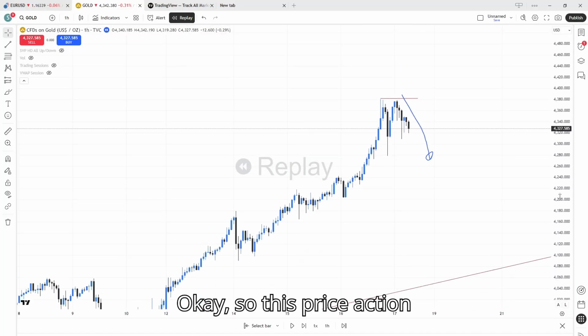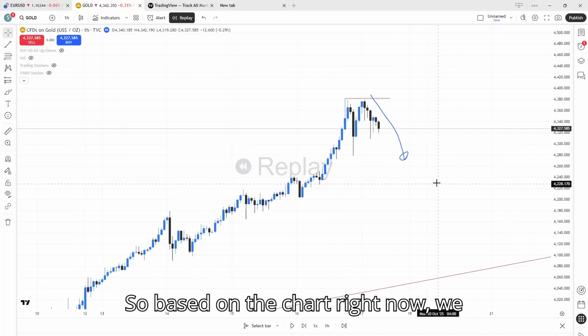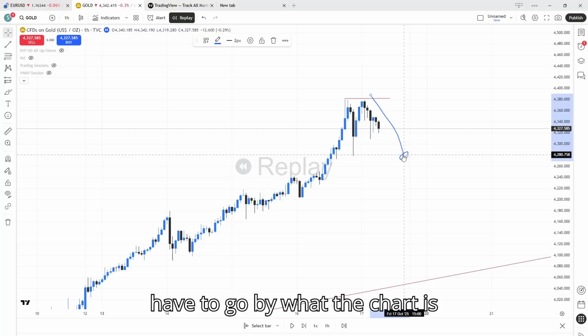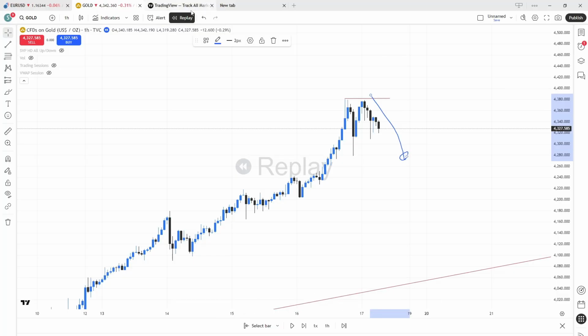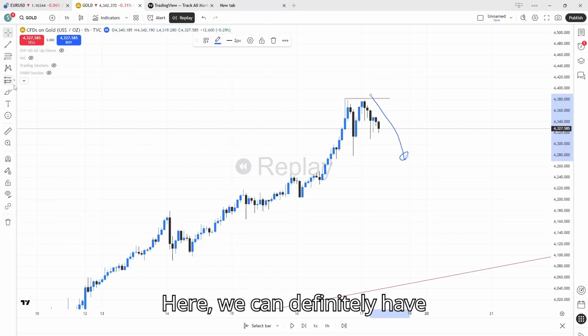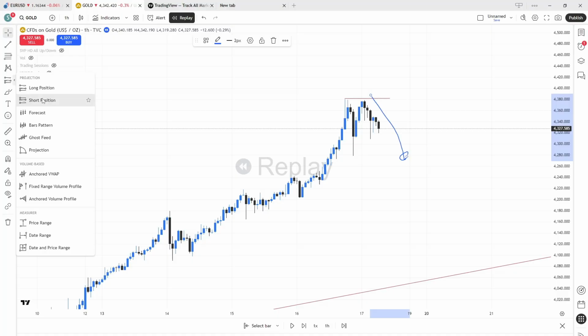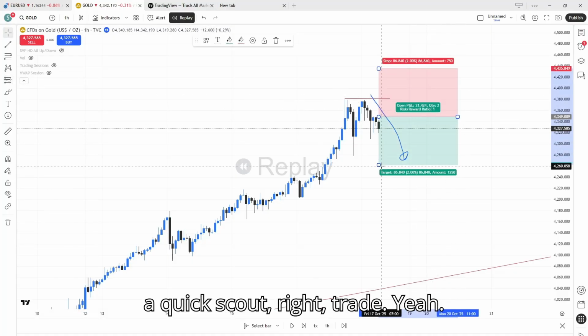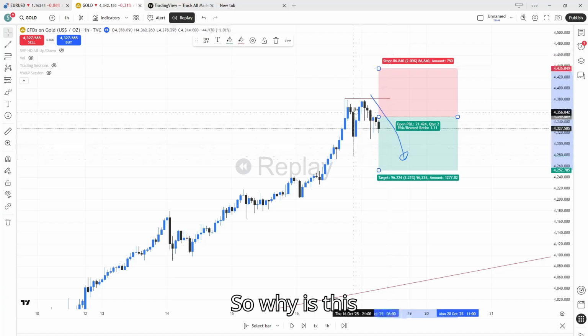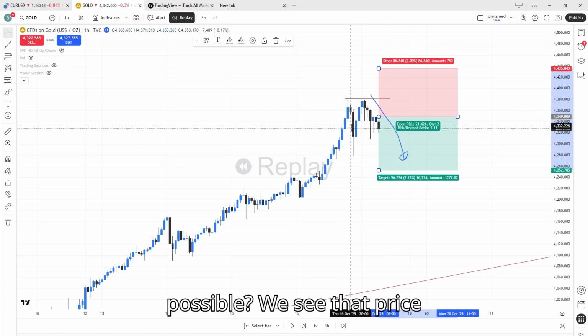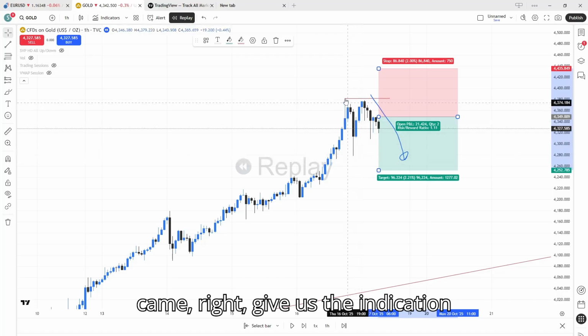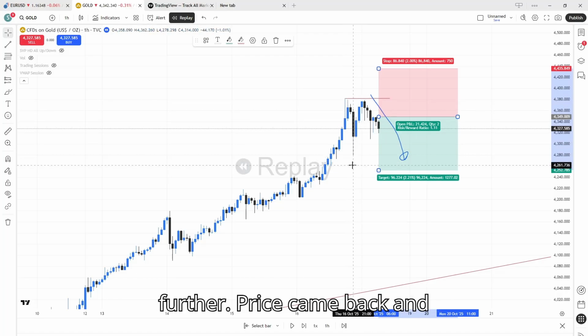Okay, so this price action is very critical for us as day traders, because we want a continuation of trend. So based on the chart right now, we have to go by what the chart is going to give us. Here we can definitely have a quick scalp trade. Yeah. So why is this possible? We see that price came, right? Giving us the indication that it wants to go down further.